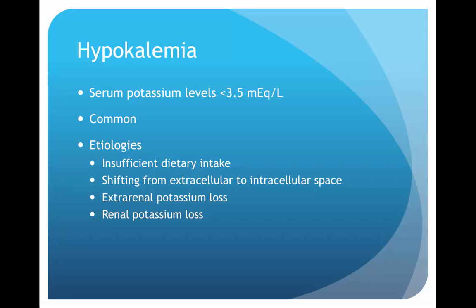Extrarenal potassium loss can occur through the GI tract with diarrhea. Normally, only 5 to 10 milliequivalents per day of potassium is lost in the stool, but up to 100 to 200 milliequivalents per day can be lost in cases of severe diarrhea. Renal potassium loss can also occur with states of increased aldosterone or diuretics.